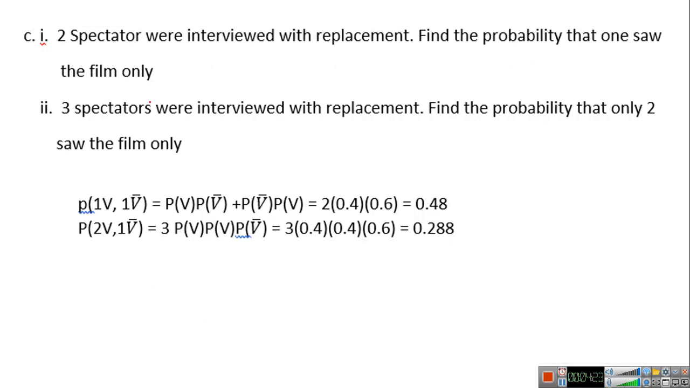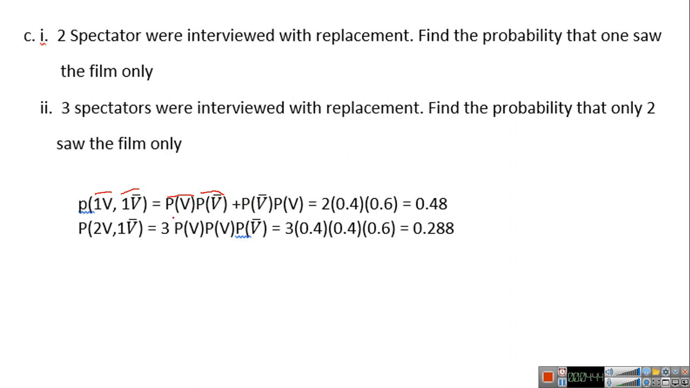Now, two spectators were interviewed with replacement. With replacement means independent, so we can pick the person more than one time. Find the probability that one saw the film only. So I want one saw and one didn't. Since it's independent, I do P of the first times P of the second. Don't forget that the order here is important.